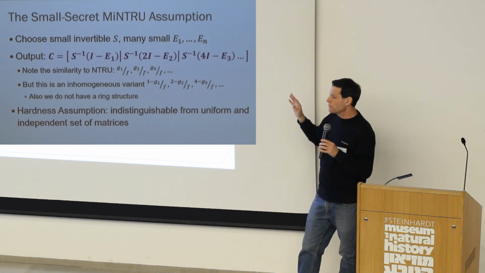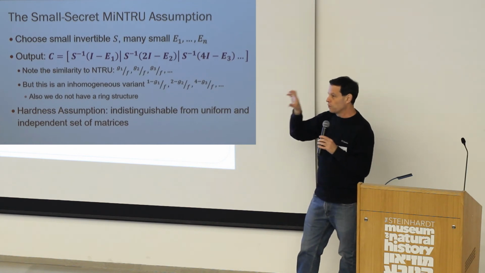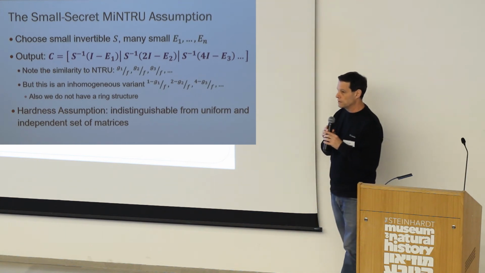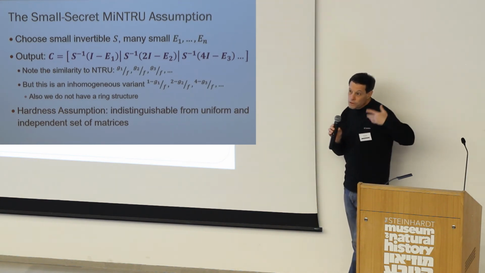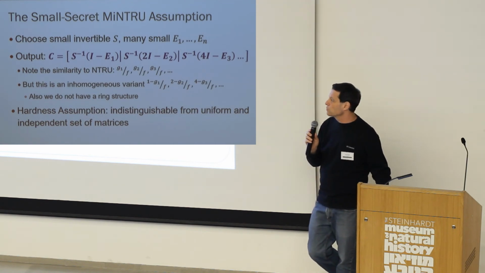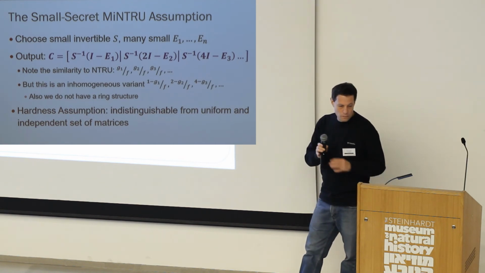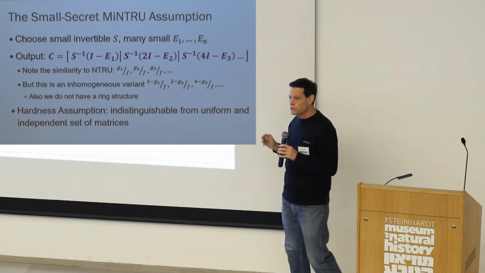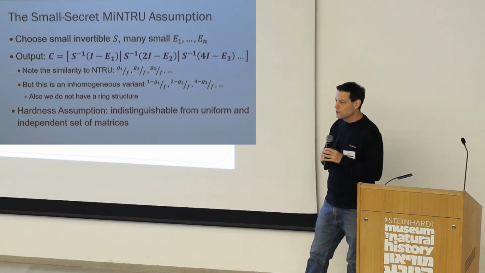And in our assumption, we're using an inhomogeneous version of it, where in the numerator, you also have some constants, the identity, twice the identity, 4 times the identity, etc. And we would like to assume that the output is pseudorandom, and we don't need the ring structure. So it's similar to NTRU, but in our case, we don't actually need the ring structure.